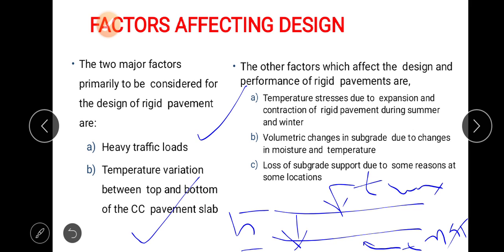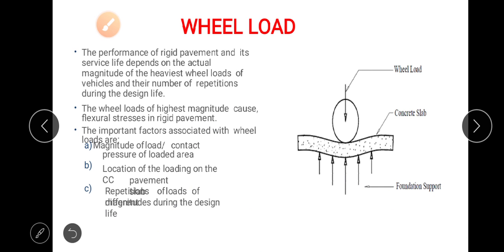The other factors which affect the design and performance of the rigid pavement, besides these basic primary factors, are temperature stresses due to expansion and contraction of rigid pavement during summer and winter. Volumetric changes in subgrade due to changes in moisture and temperature, especially when there is rainfall in that location. Naturally the subgrade soil will get expanded, and because of that some changes take place. Loss of subgrade support due to some reasons at some locations, not at all locations, but at some locations this could be possible.